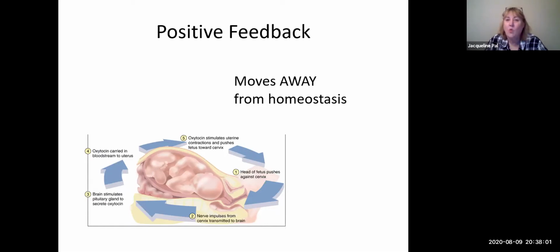So once the baby's born, there's no more pressure on the cervix. You don't have any more contractions. Okay, usually you will have 1 or 2 just so you get the placenta out, and if it's not coming out or if you're bleeding too much, then we give you Pitocin to contract your uterus down. So positive feedback takes you away from homeostasis, not a good thing in your body.